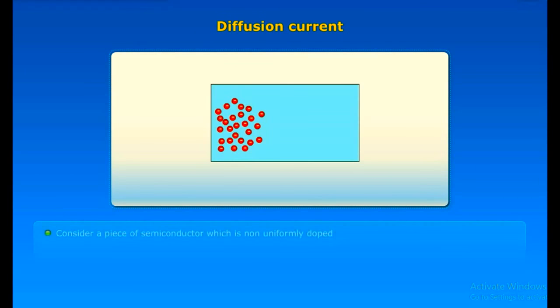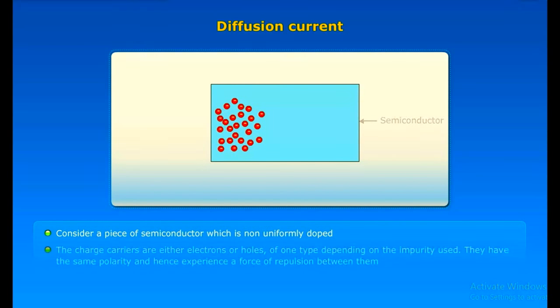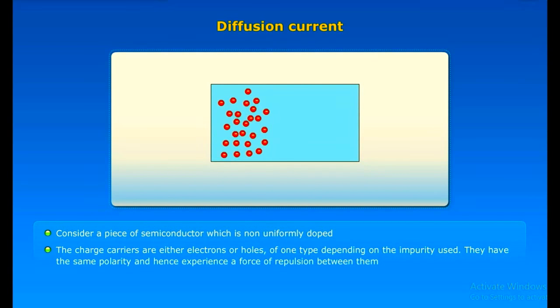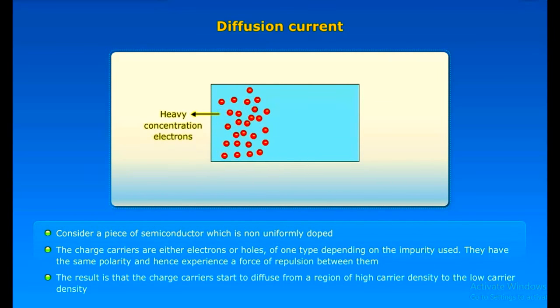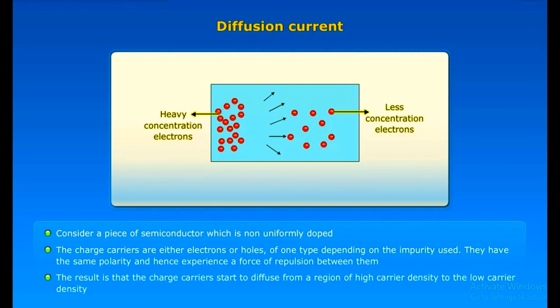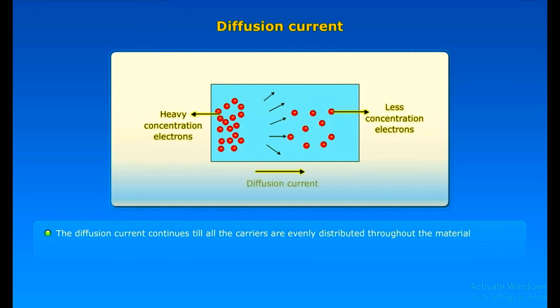Diffusion current. Consider a piece of semiconductor which is non-uniformly doped. The charge carriers are either electrons or holes of one type, depending on the impurity used. They have the same polarity and hence experience a force of repulsion between them. The result is that the charge carriers start to diffuse from a region of high carrier density to the low carrier density. The diffusion current continues till all the carriers are evenly distributed throughout the material.